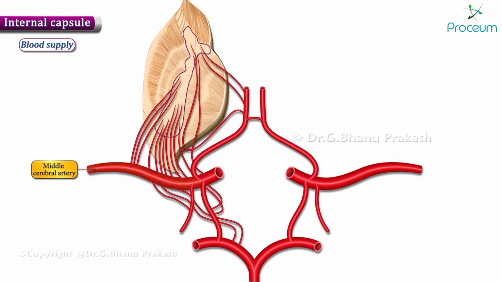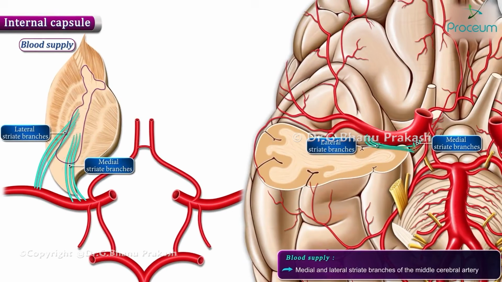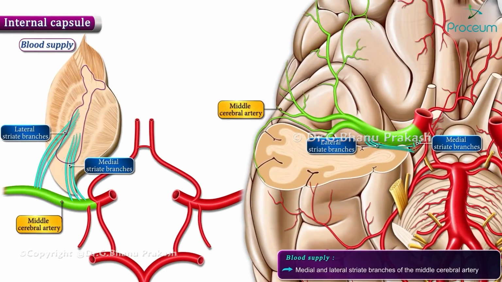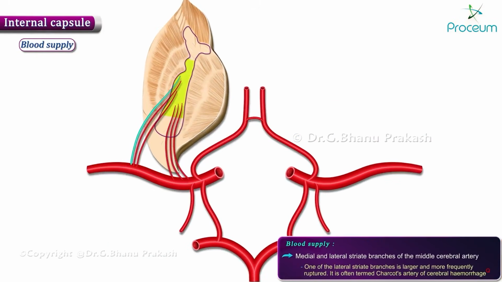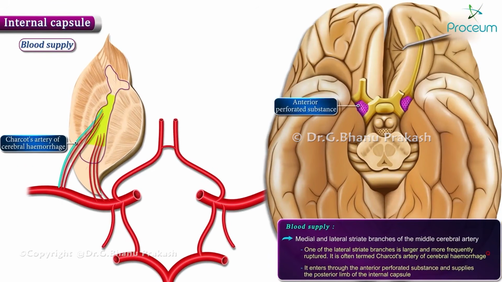Blood supply. The blood supply of the internal capsule is variable, but is commonly from small perforating branches of the middle cerebral artery and anterior cerebral artery. Medial and lateral striate branches of the middle cerebral artery. One of the lateral striate branches is larger and more frequently ruptured. It is often termed Charcot's artery of cerebral hemorrhage. It enters through the anterior perforated substance and supplies the posterior limb of the internal capsule.